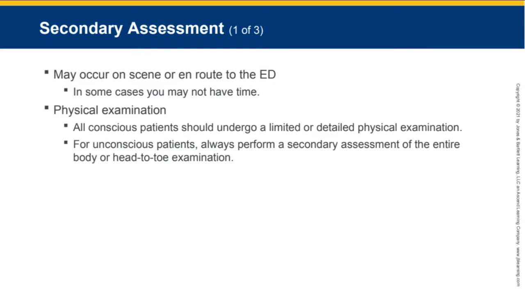Physical examination. All conscious patients should undergo a limited or detailed physical examination. If a patient is having difficulty breathing, you do all the ABCs again and so forth. Physically examine the patient. Sound the chest, apply your devices at this time, like your pulse oximeter and so forth. For unconscious patients, you have to perform a secondary assessment of the entire body. A head-to-toe examination is needed.